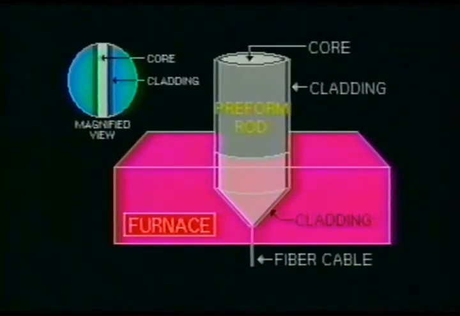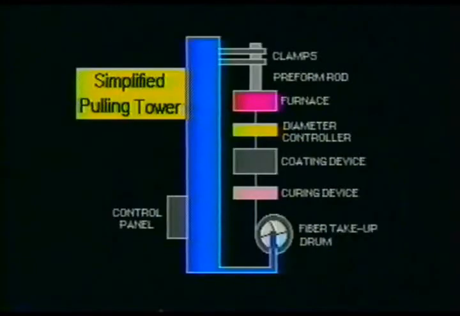Here you see a close-up view of the tip of the preform rod while it is in the furnace. Notice that the cladding is drawn or pulled from the preform rod at the same instant that the core glass is pulled. Even though there are other methods used to produce the fiber optic cable, this method seems to be the most popular and is used frequently.